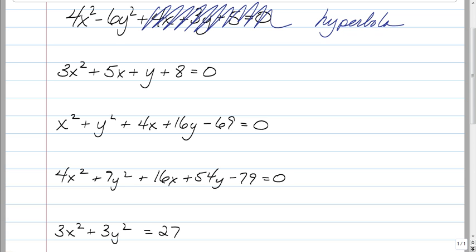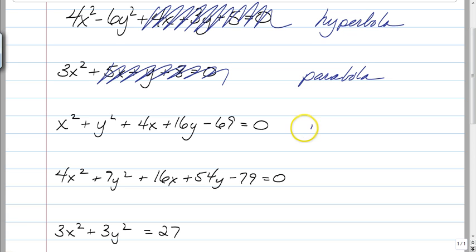That's right, it's a parabola, because there's only one squared variable. If you look at this, we only have an x squared, so it's a parabola. If you only had a y squared, that would still be a parabola, now that you know that we can have sideways parabolas. Look at number 3.